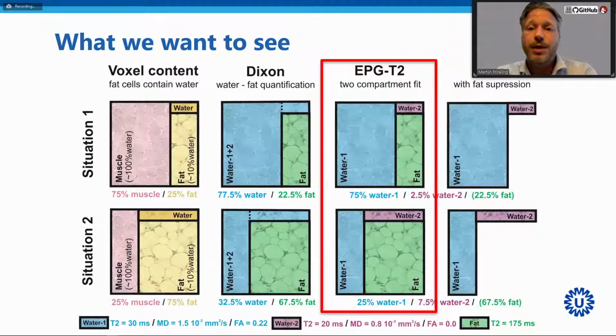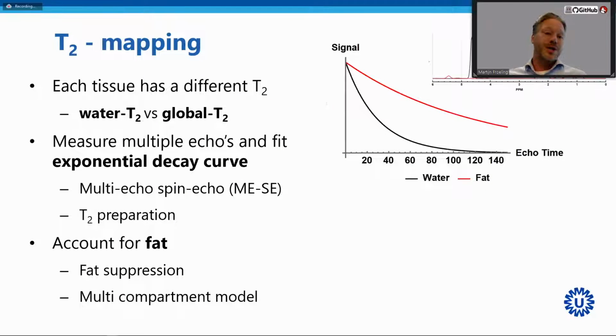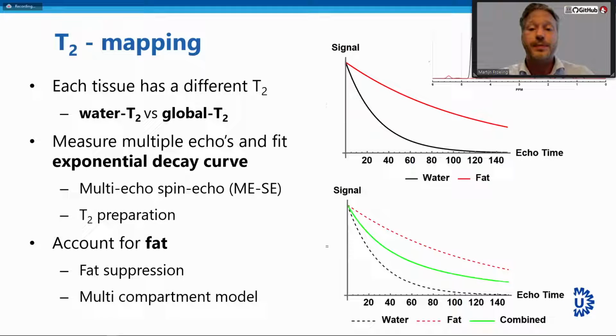The other technique we're using is EPG-based T2 mapping. T2 is a relaxation time. It's the half-life of the signal that we measure. Again, both water and fat have different half-times of the signal. They coexist in a voxel, and we can measure that with special measurement techniques. So we can measure this decay curve, but it's always a mixture of the two.